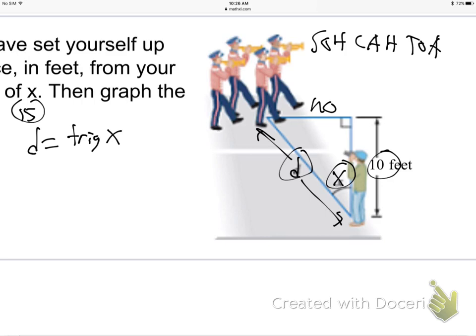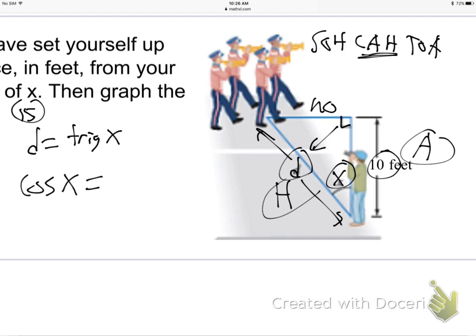We don't want to go opposite. We want to go adjacent over hypotenuse, right? Because here's the right angle, and the side across from it, D, is the hypotenuse. So which one is adjacent over hypotenuse? Yeah, that's cosine. Because the cosine of X is what? Adjacent, 10, over hypotenuse, D. Good so far. I'm not done yet. Got to get D alone. Using SOHCAHTOA, the cosine of X is the adjacent over the hypotenuse.